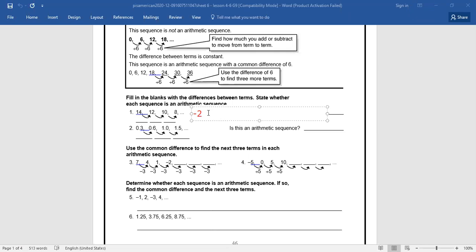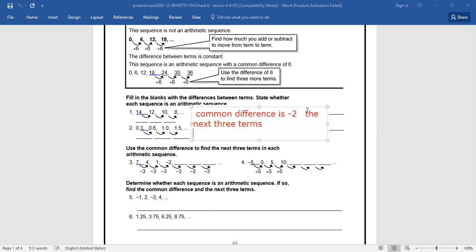So the common difference is negative 2, right? Is there anyone who can tell me? So the common difference is negative 2. Now, could you please tell me the next three terms? The next three terms, what will they be? Abdullah, could you please complete?